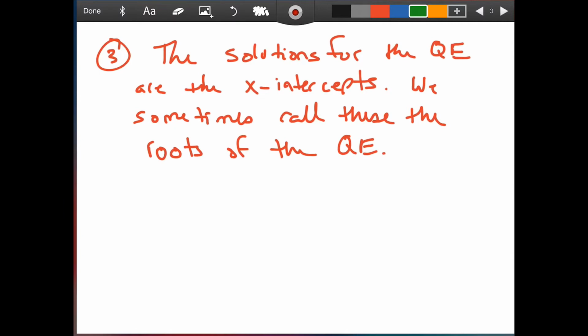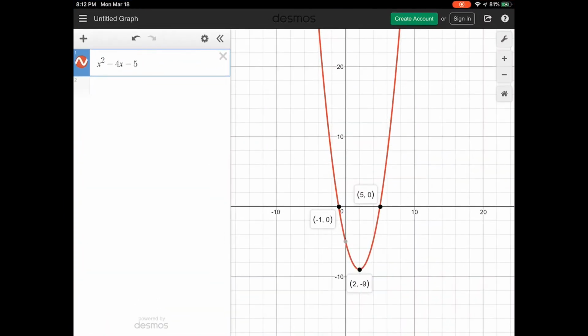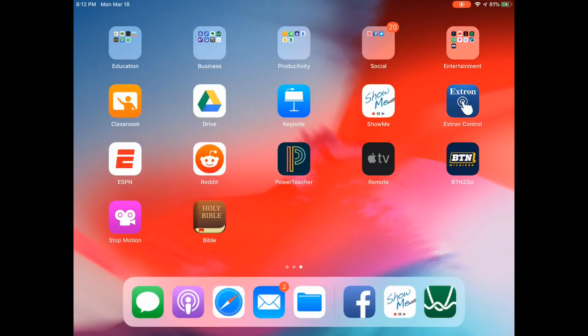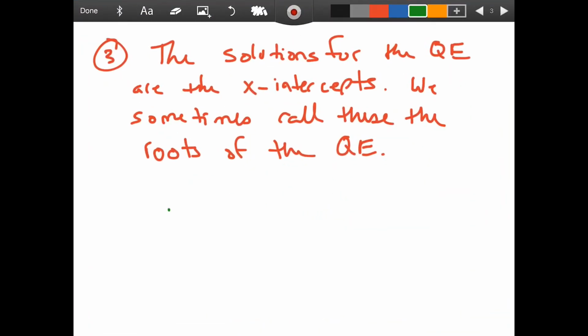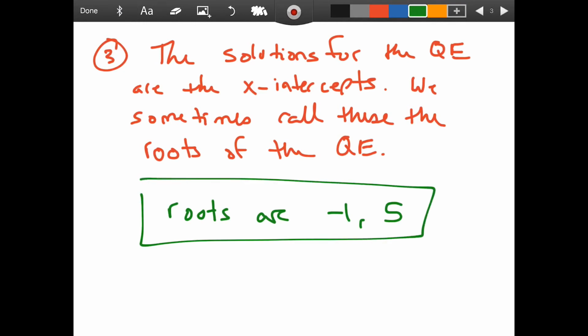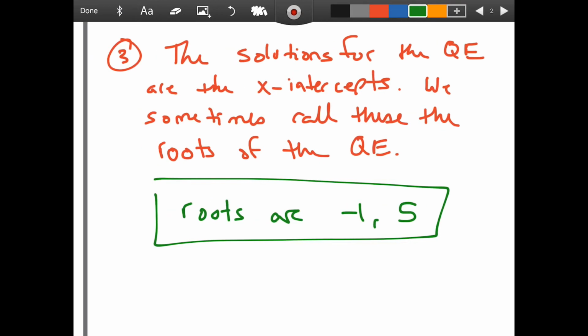So again, if we look back at Desmos, we saw that there's a point at negative 1 and at positive 5. And so the roots are negative 1 and positive 5. And those become my 2 solutions. That's the answer that we're looking for. When we put negative 1 or positive 5 into our original equation, it should spit out a value of 0.